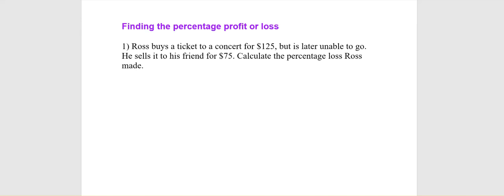Okay, our next question on percentages relates to finding the percentage profit or loss. So here's our question. Ross buys a ticket to a concert for $125, but is later unable to go. He sells it to his friend for $75. Calculate the percentage loss Ross made.